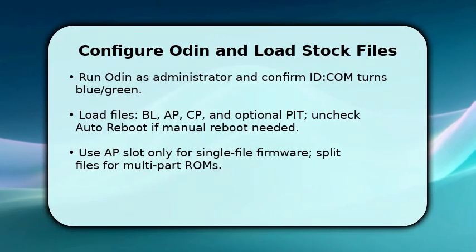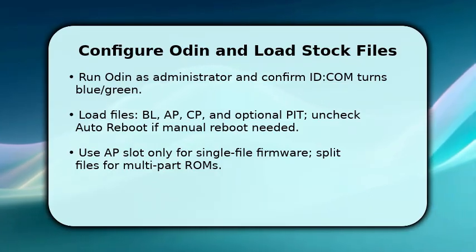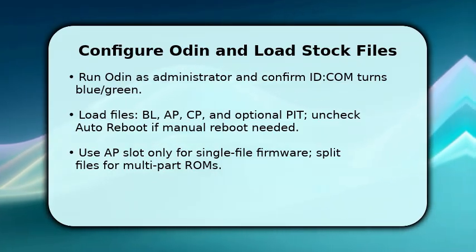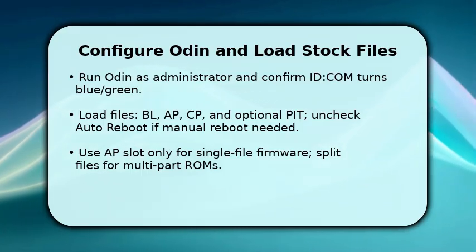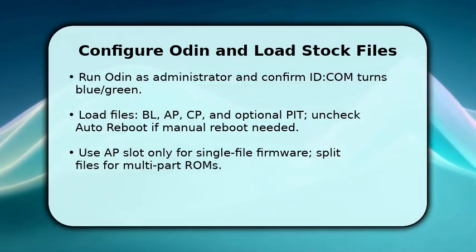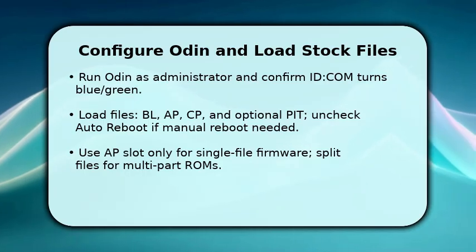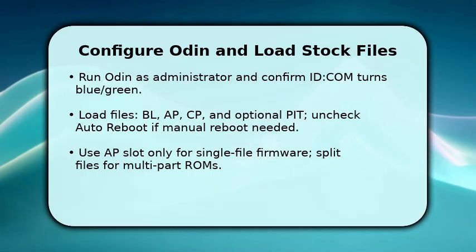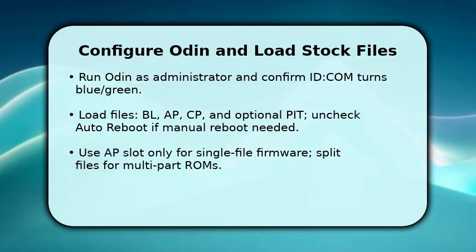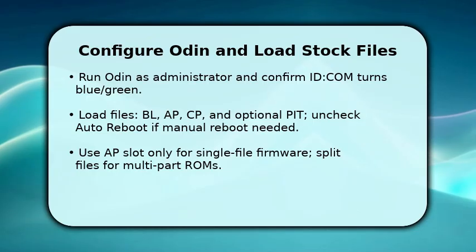Now you configure Odin and place the stock firmware where it belongs. Open Odin as an administrator and watch for the ID:COM port to light up. That confirms communication. Put BL in BL, AP in AP, CP in CP, and add PIT only if your package includes it. Pick the correct options, uncheck repartition unless you have a PIT and know why you're using it.